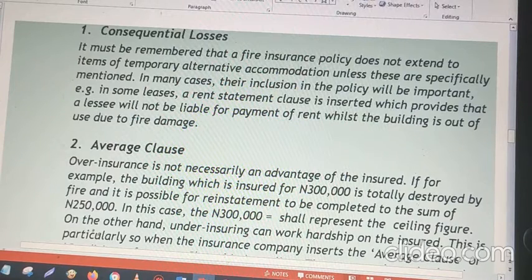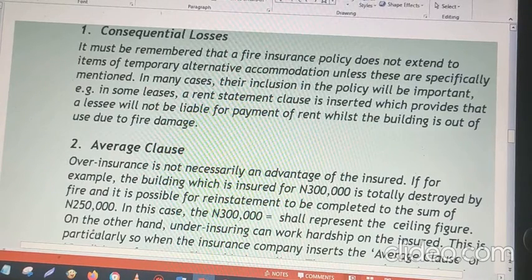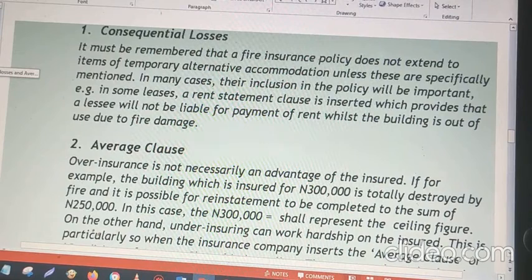4. Consequential losses. It must be remembered that a fire insurance policy does not extend to items of temporary alternative accommodation unless these are specifically mentioned. In many cases, their inclusion in the policy will be important, e.g. in some leases, a rent clause is inserted which provides that a lessee will not be liable for payment of rent whilst the building is out of use due to fire damage.